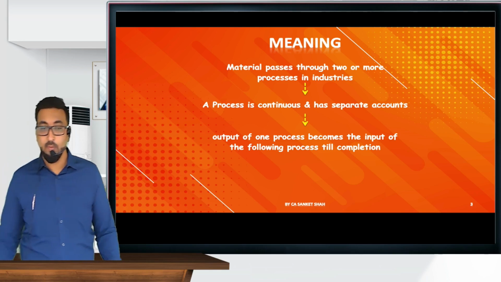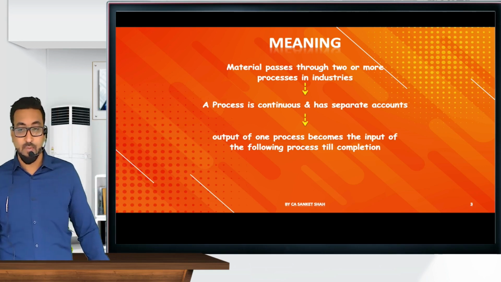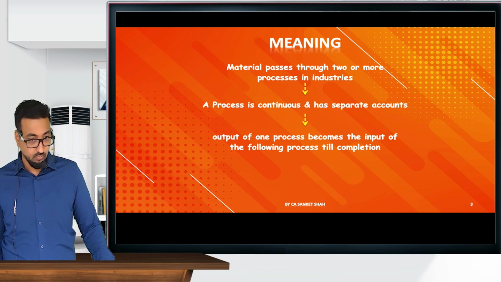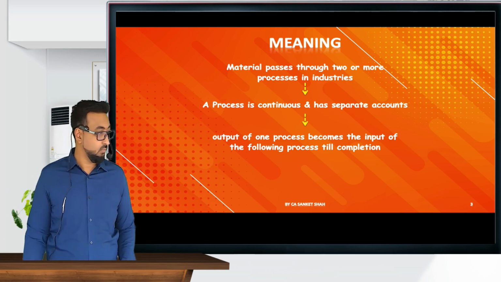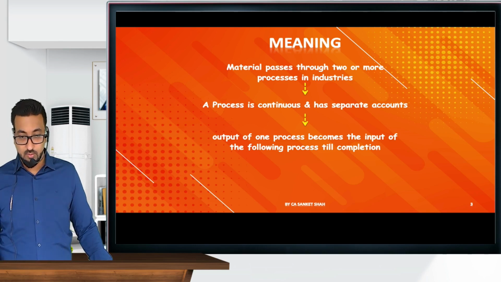100 pages notebook में लिखो. Material passes through two or more processes in industries. A process is continuous and has separate account, and output of one process becomes input of another process till completion. Chaitali, over.